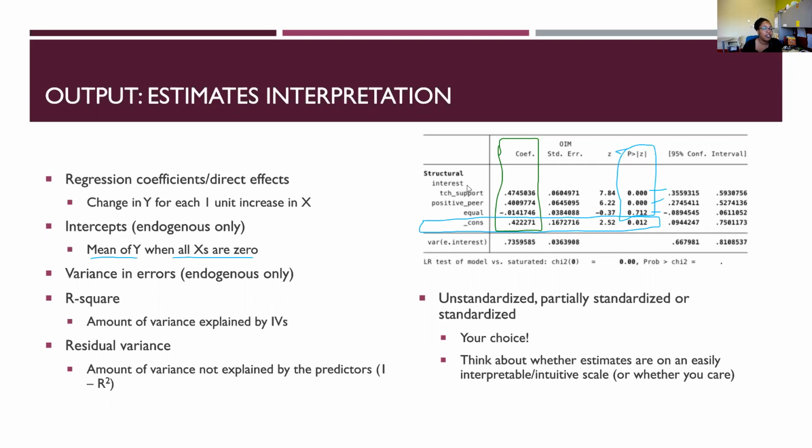Teacher support, positive peer, and equal status are all on a 1 to 5 scale. So them equaling 0 doesn't mean anything. But that's how you interpret it, even if it doesn't make sense.